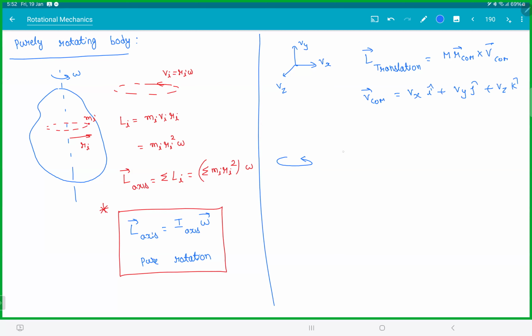Similarly, you can also have three rotations. So let's say this is your y-axis, x-axis, and z-axis. The rotational angular momentum would be I x omega x bar plus I y omega y bar plus I z omega z bar. You have to add them vectorially. So just like in energy, you can also have angular momentum in different directions.